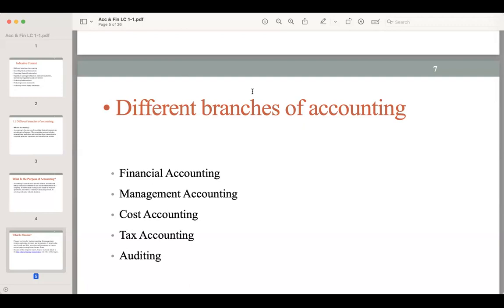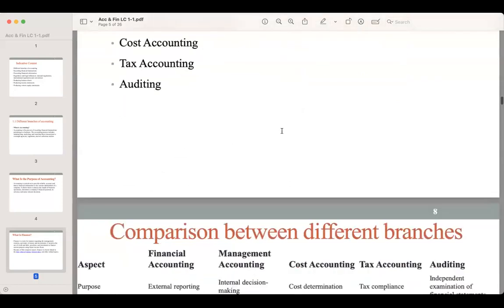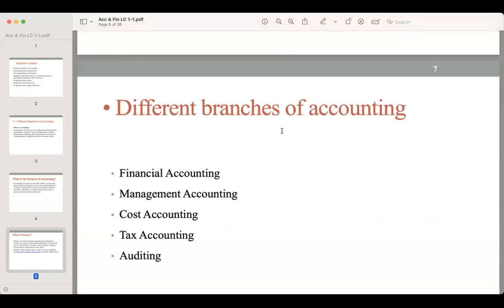So there are different branches of accounting, like financial accounting, management accounting, cost accounting, tax accounting, and auditing. Accounting is a broad field that covers different areas, each serving a unique purpose. So let's dive right in and explore these branches.